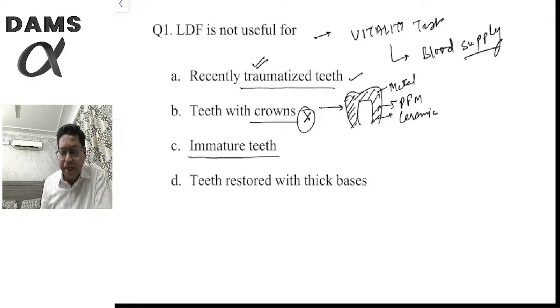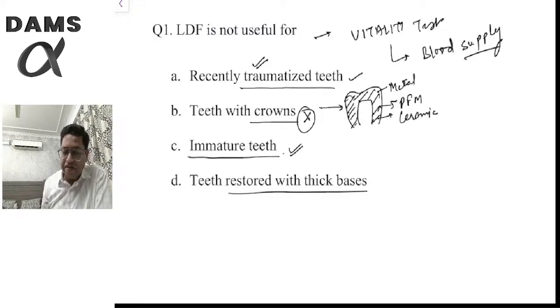Option number 3, immature teeth. Immature teeth also we can use LDF successfully. Why? Because LDF determines the vascular status of the pulp and is not dependent upon the nerve fibers of the pulp. We know that in immature teeth, we cannot use testing like the electric pulp tester because the A delta fibers are not fully formed in immature teeth, but we can successfully use laser Doppler flowmetry.